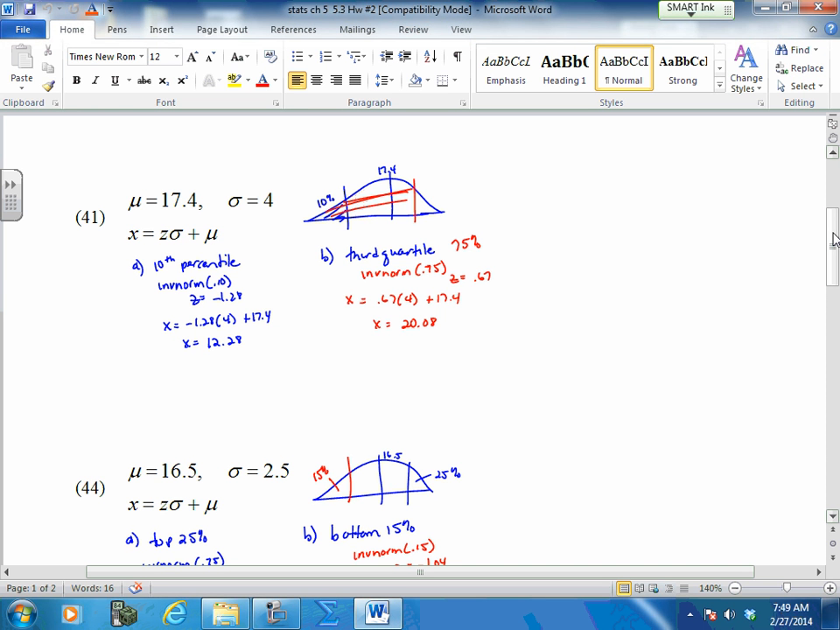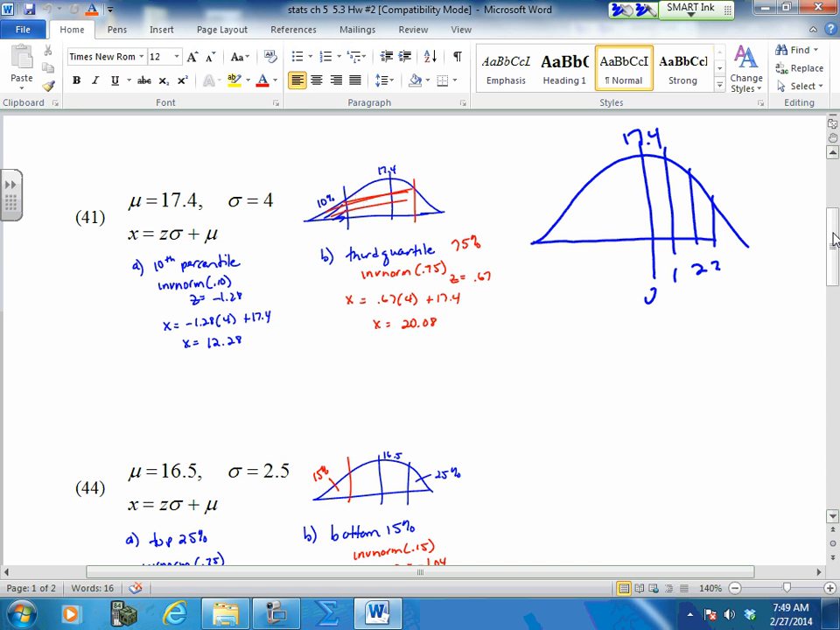If you want to sketch your curve and you want to do the whole thing out while you're getting comfortable with this, this is a good way to do this. Just add 4 all the way up and subtract 4 all the way down. And then you'll kind of get a feel for which way you're going.